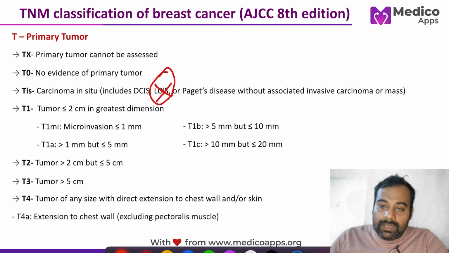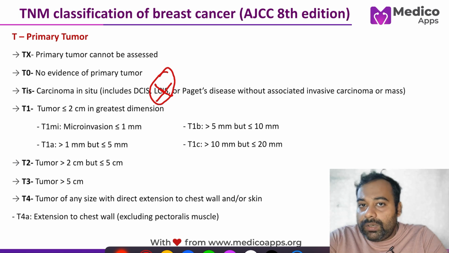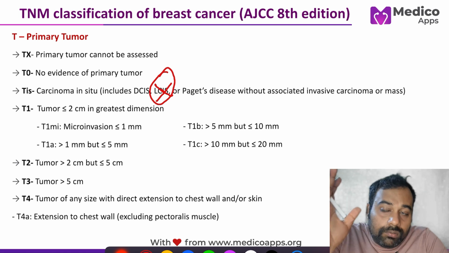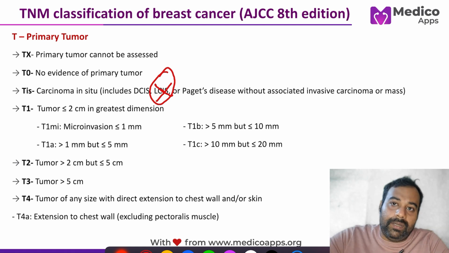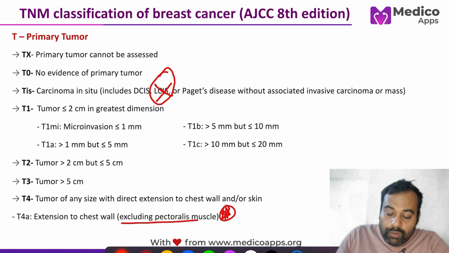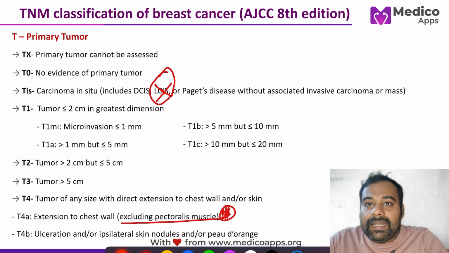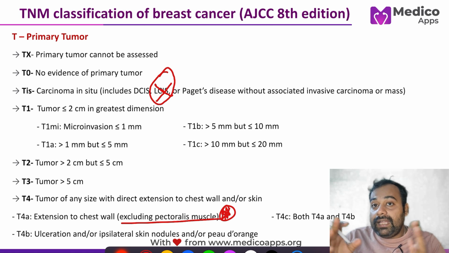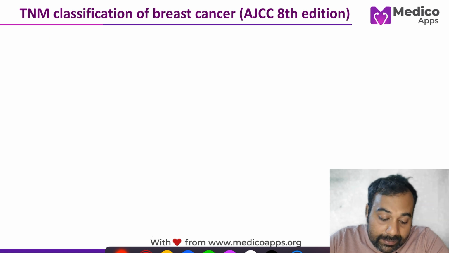Here I would like to mention that while considering chest wall involvement, if the tumor involves the pectoralis major or minor, that is not taken into consideration as chest wall involvement. It is very important from the MCQ perspective as well as the clinical perspective. We have T4B, that is skin involvement, T4C, that is both skin and chest wall involvement, and T4D, that is inflammatory breast cancer.